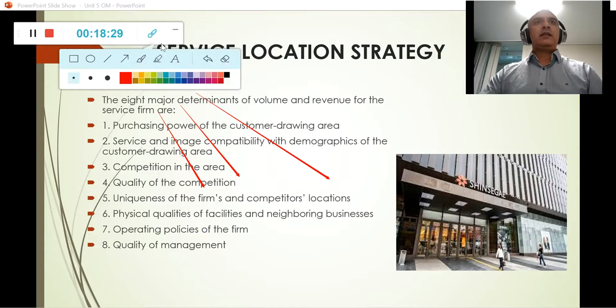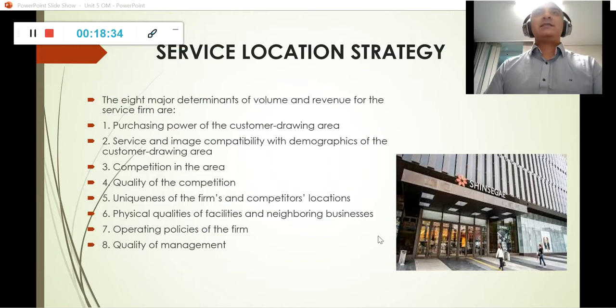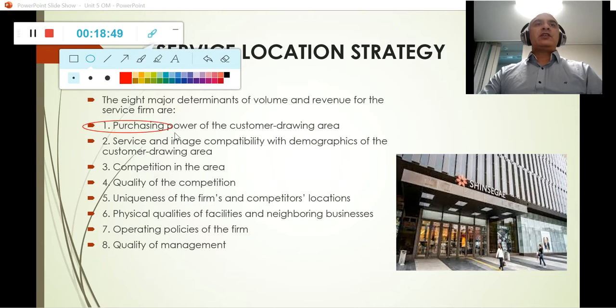Now, in this one, we're talking about a different thing, which is a service location strategy. So in this case, we will do, as I told you, for example, in McDonald's or this one, let's talk about Shinsegae. So in this case, I will choose based on a couple things. I will choose, for example, the purchasing power, how much people can spend for Shinsegae. Maybe if I choose Gangnam, service and image is compatible. If I want to set Shinsegae in Kirim Station probably is not the right place.